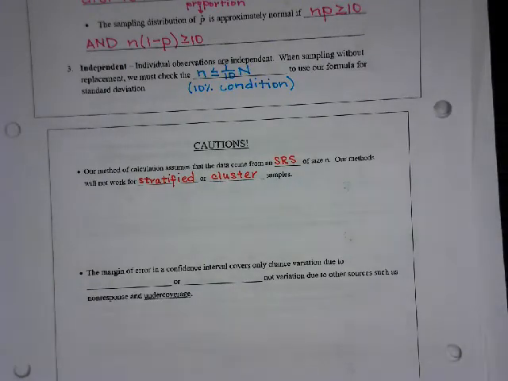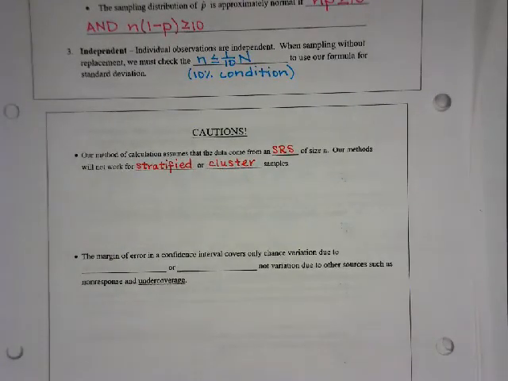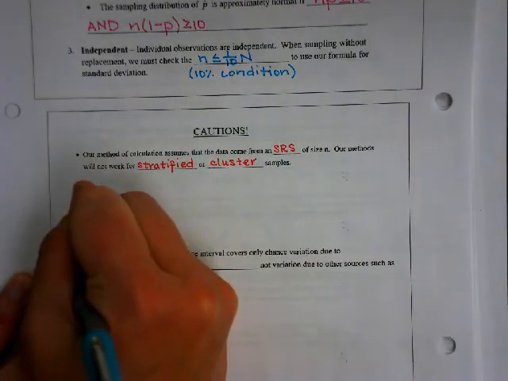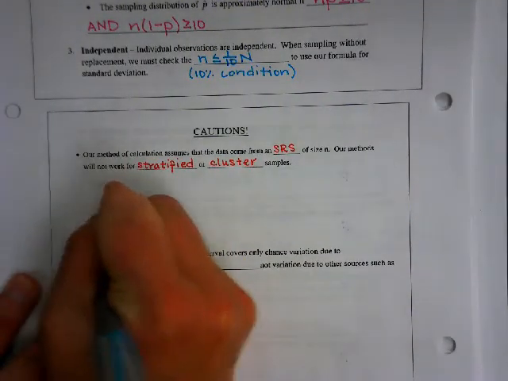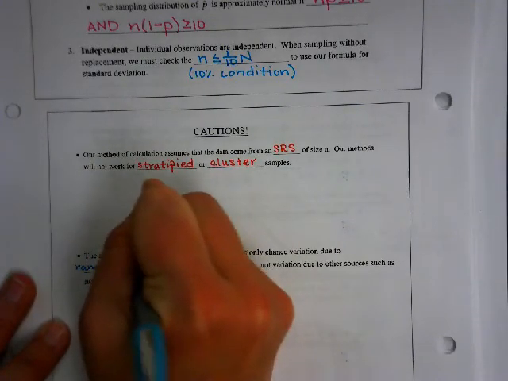And then last thing, the margin of error in a confidence interval covers only chance variation due to random sampling or random assignment. It does not cover variation due to other sources such as non-response or undercoverage.